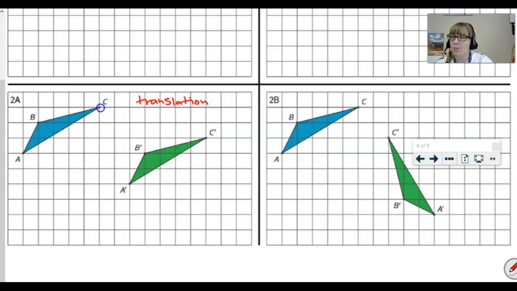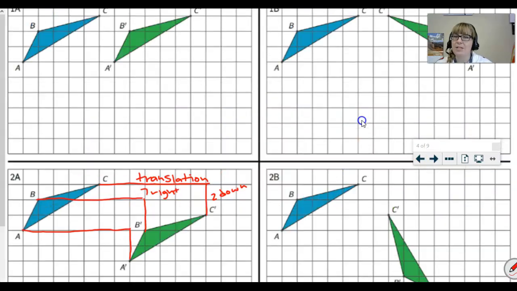So I would say we're going 1, 2, 3, 4, 5, 6, 7 units to the right and 2 units down. Since C is moving that much, B is also going to be moving 7 units to the right and 2 units down, and A is going to be moving 7 units right and 2 units down.